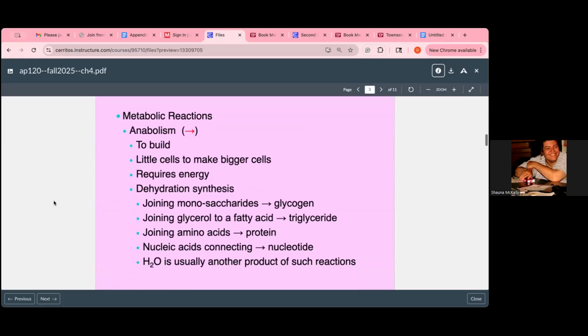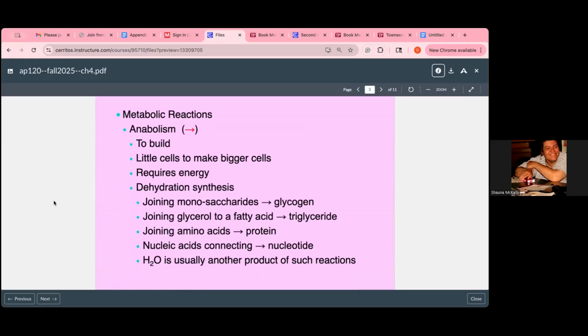So now we have different kinds of metabolic reactions. Anabolism, which is to build up, okay? Building cells up requires energy for little cells to join with other cells to make bigger molecules. Little cells make bigger cells. Anabolism. And then dehydration synthesis.